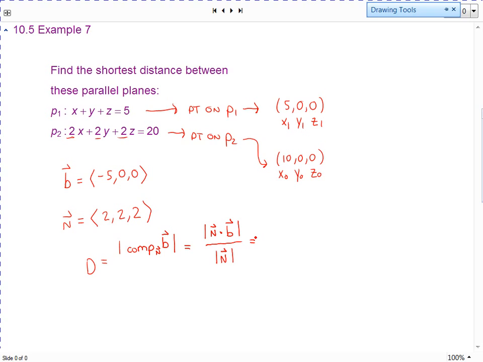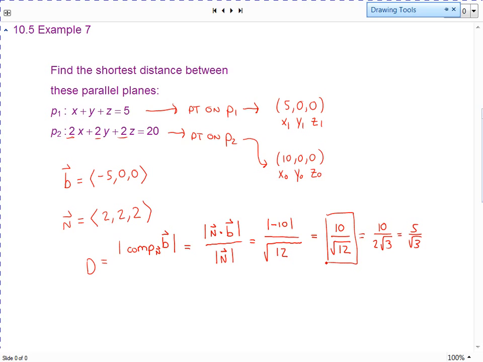Well, let me do the top first. What's n dot b? Negative 10, and then absolute value. I'll put absolute value -10 over the square root of 2 squared plus 2 squared plus 2 squared. So 4 plus 4 plus 4 is 12. So we get 10 over root 12. And then you could keep going, right? You go 10 over 2 root 3, 5 over root 3, 5 root 3 over 3. I mean, I would have been happy right here. I think I've told you I don't really care too much about anything else. That's the exact distance between those two planes.